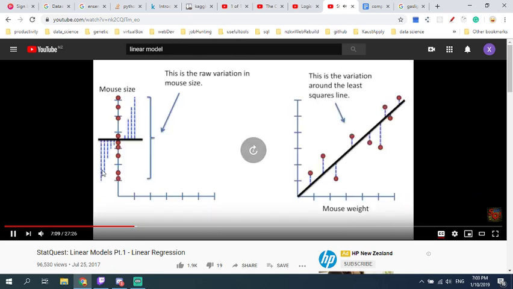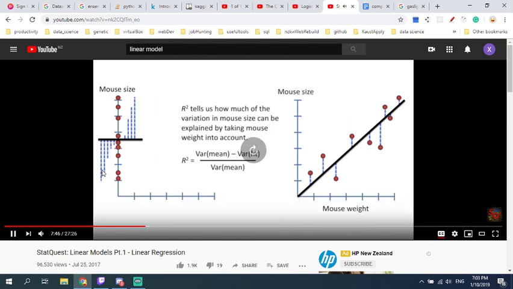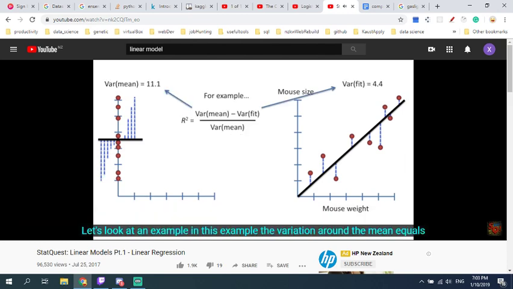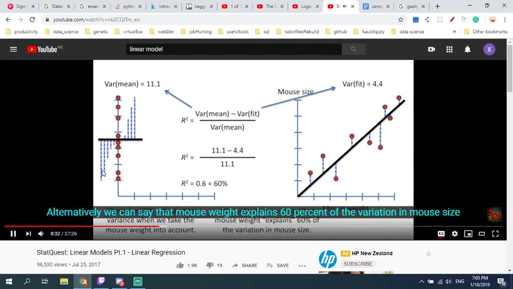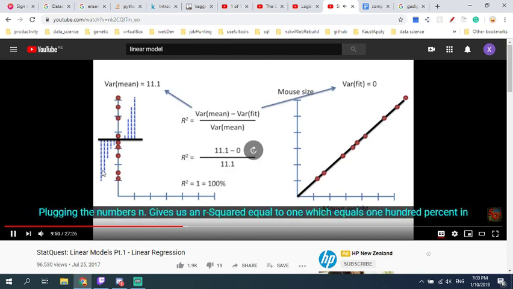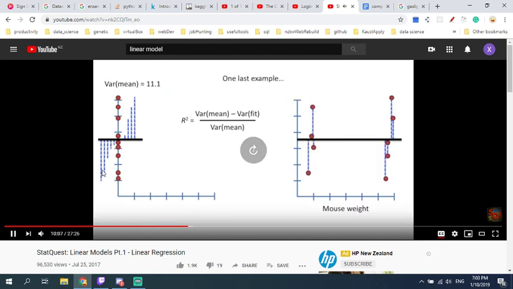Let's step back a little. R squared is the variation around the mean minus the variation around the fit, divided by the variation around the mean. Let's look at an example. When we calculate r squared here, it means you can make a perfect prediction, and this is 100% of the variation.